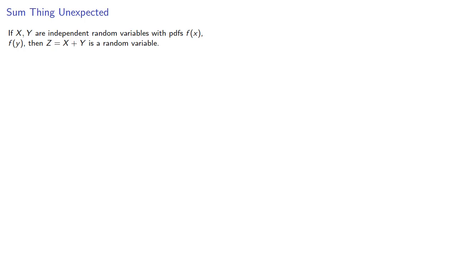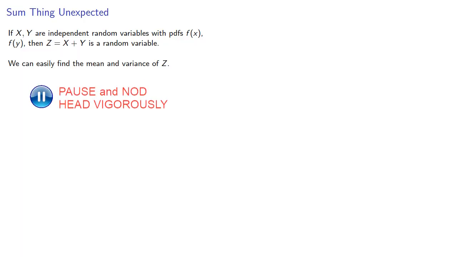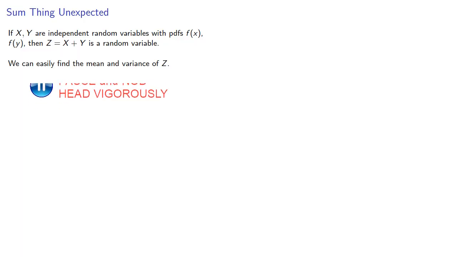If x and y are independent random variables with PDFs f of x and f of y, then z, the sum of x and y, is also a random variable. We can easily find the mean and variance of z. But what about the PDF of z?